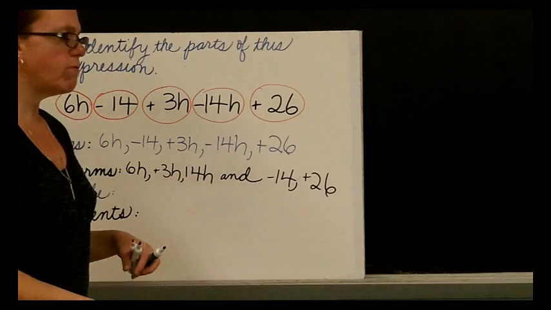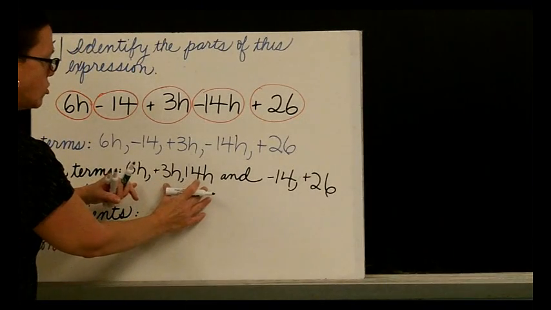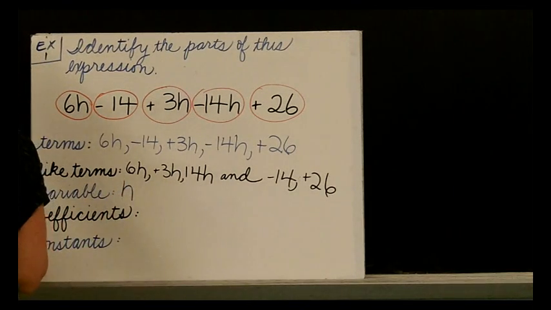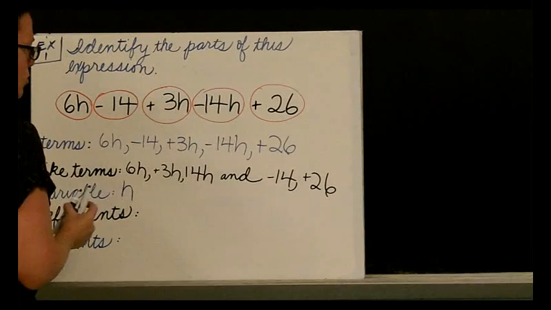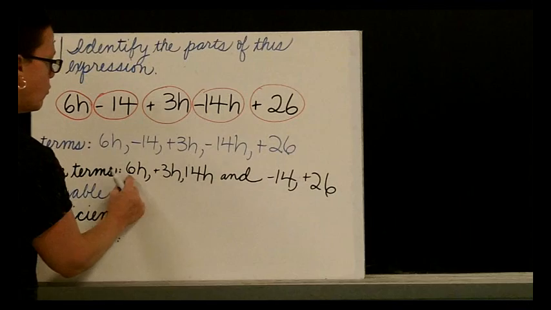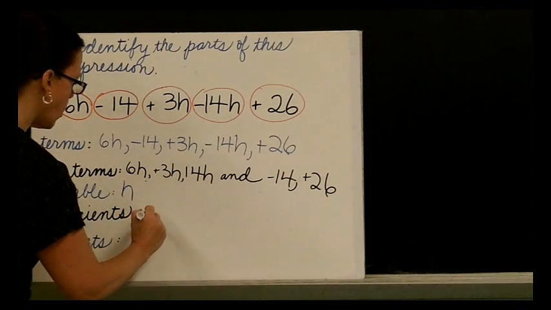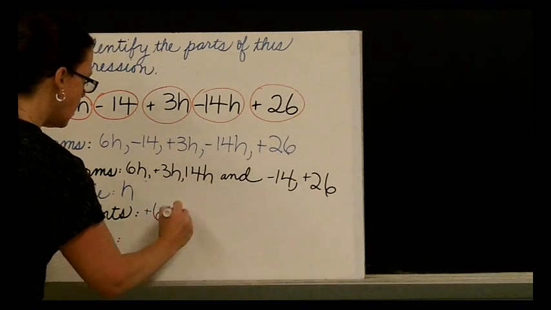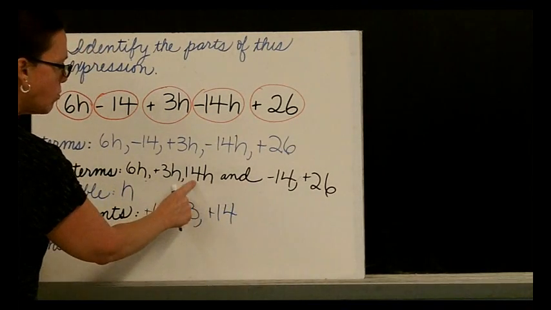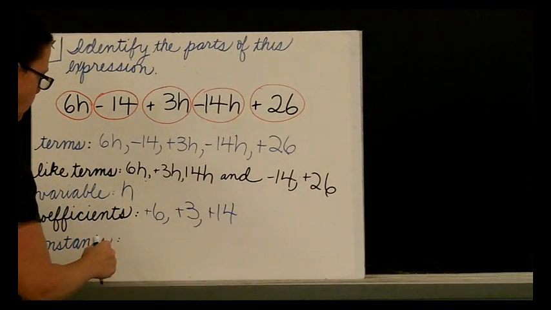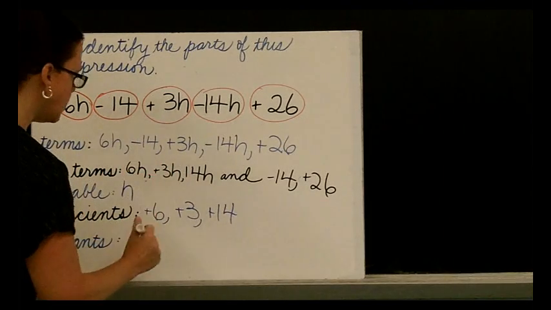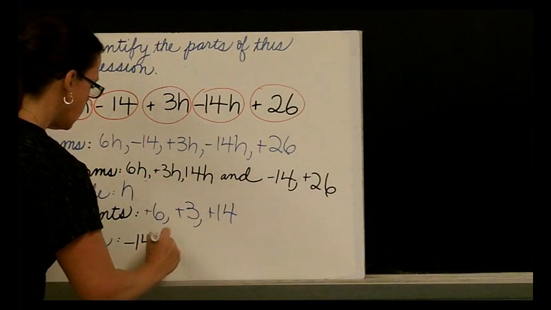Now we're going to look at our variables. So we're concentrating just over here. We have 1 variable, and that is the letter h. Since it's the same variable used multiple times, you only have to list it 1 time. Coefficients, so we're going to focus right here. Our coefficients are positive 6, positive 3, and positive 14. Notice they are the number part of this variable term. And then our constants are negative 14 and positive 26.